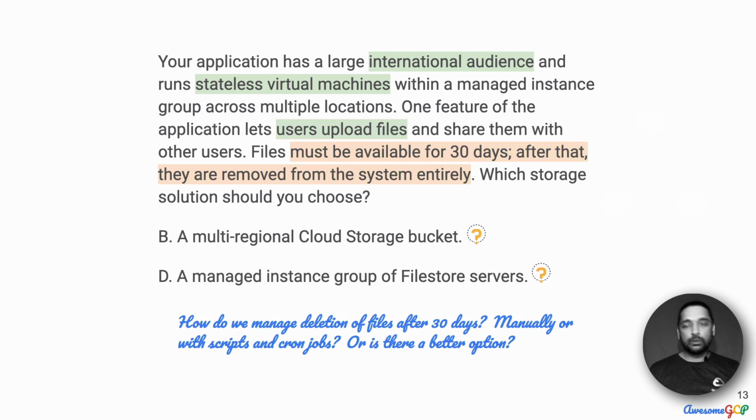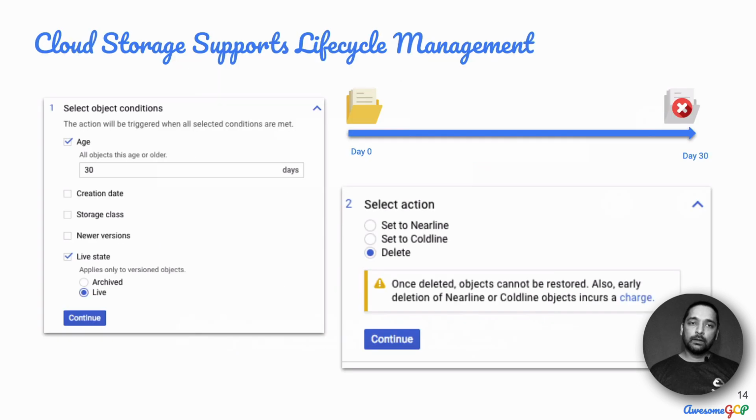Should I do something manual? Should I run a cron job that runs regularly every day? Or is there something that is provided by Google Cloud itself? It turns out that Google Cloud Storage supports lifecycle management. It is possible for you to define within cloud storage what should happen to a file after a certain period in time. For example, it is possible to say, after exactly 30 days, move this file into another storage state. In our case, in step 2, we have chosen to delete the file.